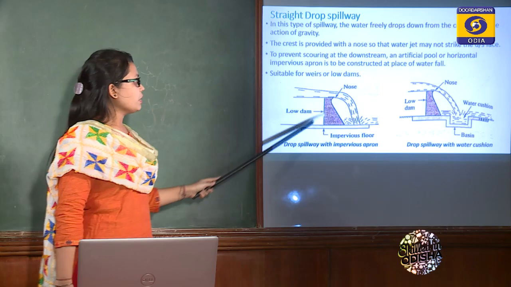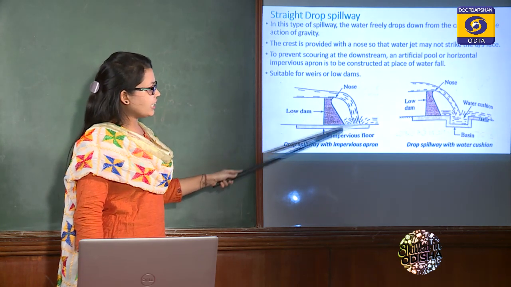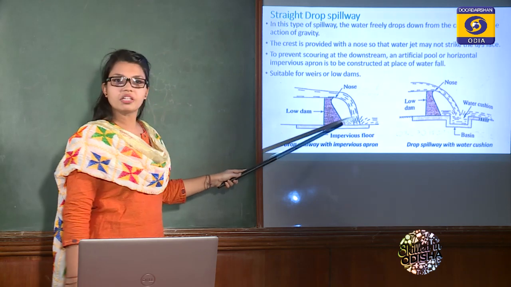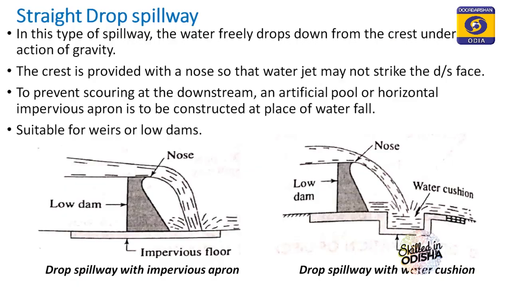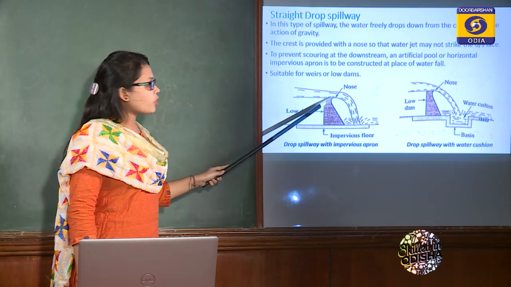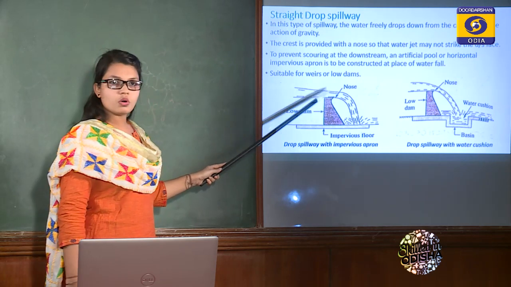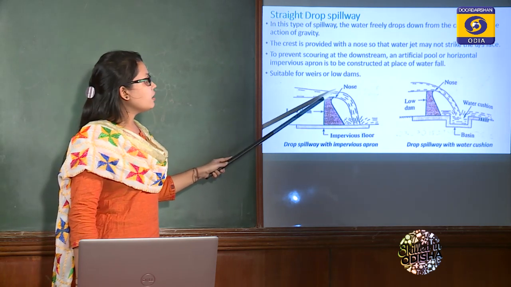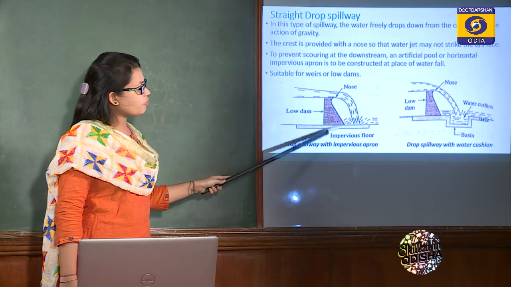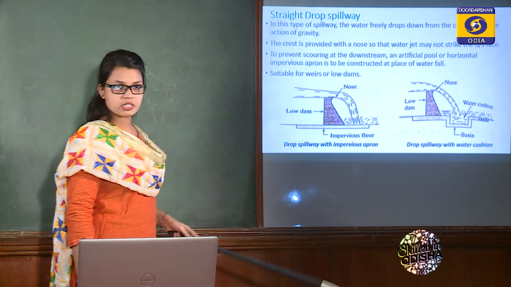You can see this is the picture. From the crest of the dam the water is falling freely, under the influence of gravity only. Then the crest is provided with a nose so that the water jet may not strike the downstream face. You can see that the crest, that is the top portion of the dam, is extended by a projection, and that is called the nose or lip. Why is it provided? So that the water jet will not touch the downstream face of the dam, or it will fall at a distance away from the downstream base.